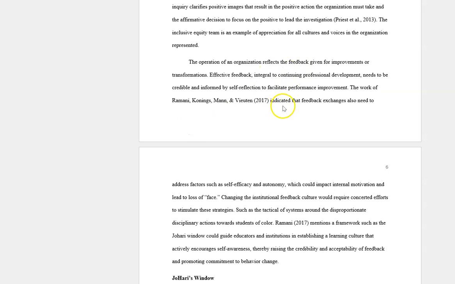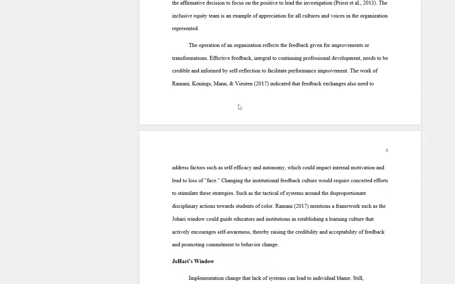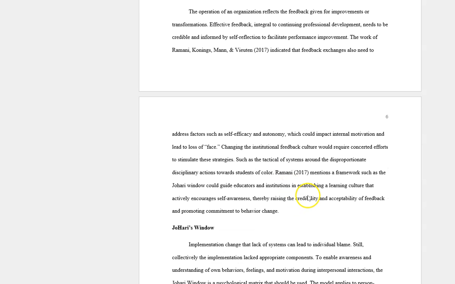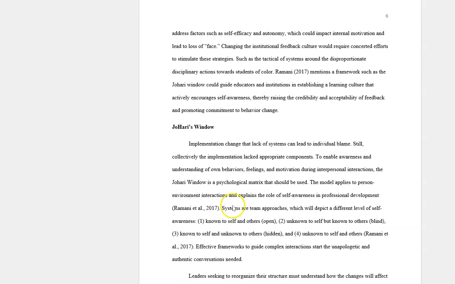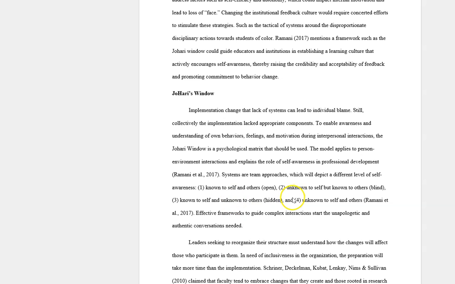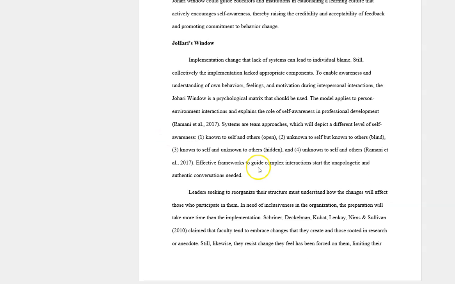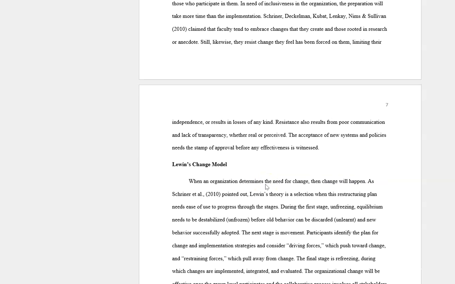Again, now that she's identified feedback, she's supporting it with scholarly literature. She's saying this is what the scholars have said about this. There's research on this. Here's a framework, Johari's Window. So she's introducing the next section, and voila, here's where she talks about Johari's Window, and she breaks down what that theory is about. Again, Johari's Window was another thing that was brought up in the syllabus that was being asked for.